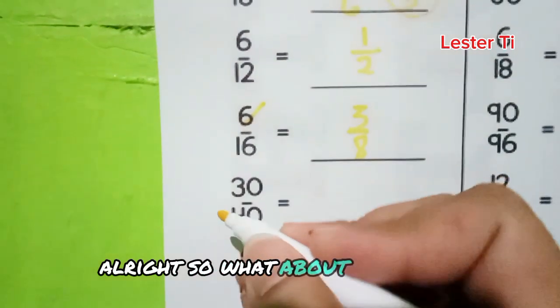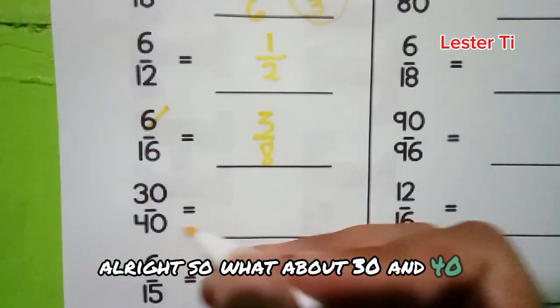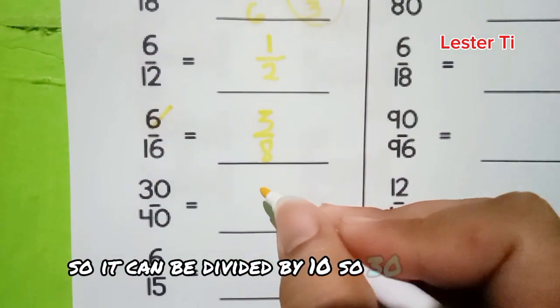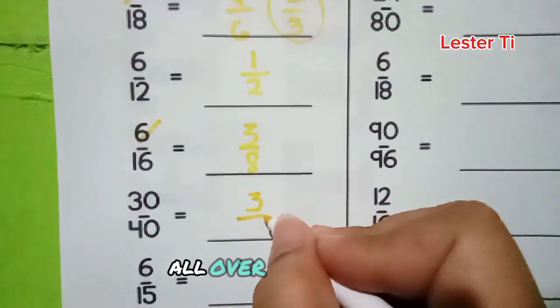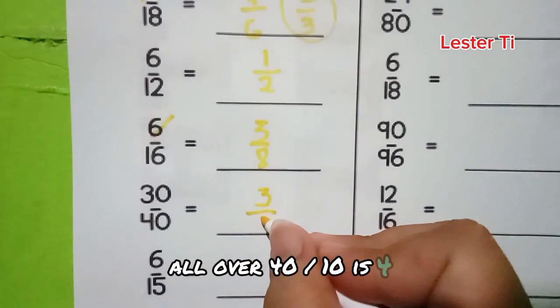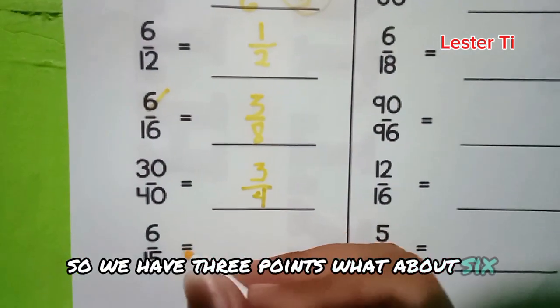Alright, so what about 30 and 40? It can be divided by 10. So 30 divided by 10 is 3, all over 40 divided by 10 is 4. So we have 3/4.